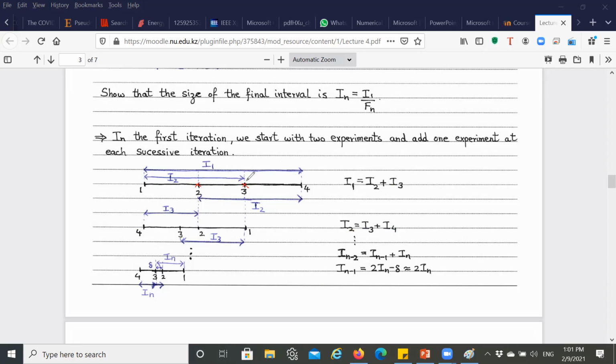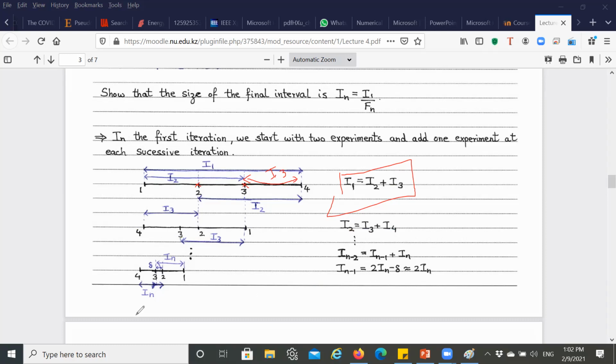So this is also the same as I_3, depending on which part satisfies the unimodality test. So this is the same thing. So this is very important to start with. So I_1 is always equal to I_2 plus I_3 in a Fibonacci search method. And you can keep doing this, and you can say this for all the iterations that follow. So I_2 becomes I_3 plus I_4, and so on.